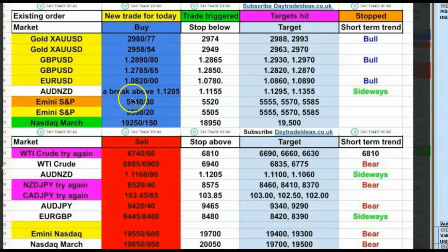That's just from the hourly chart. I've got that on my sheet. Stop below 107.70, targets of 108.60, 108.90. If you're a subscriber, you'll have had that around 4 in the morning.